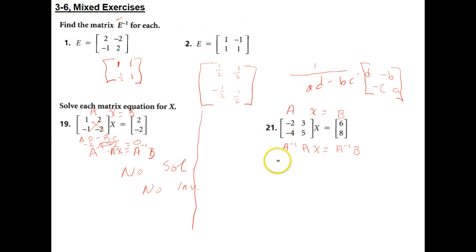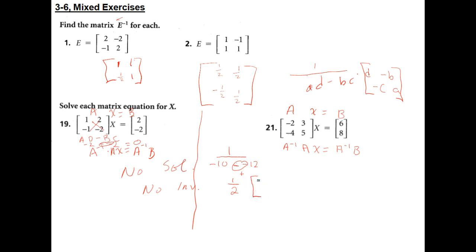Okay. So to do our 1 over AD minus BC, that's 1 over negative 2 times 5, or negative 10, minus 4 times 3, or 12. That's supposed to be a minus 12. My fault. Those two negatives make a positive. So we end up with 1 over 2, 1/2 times our jumbled up matrix.